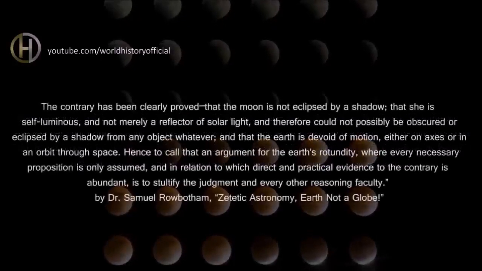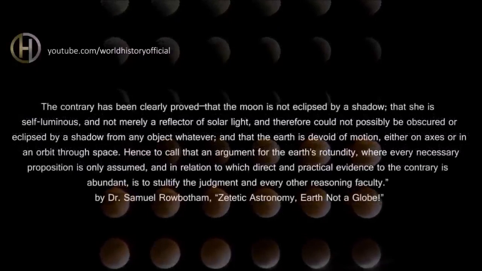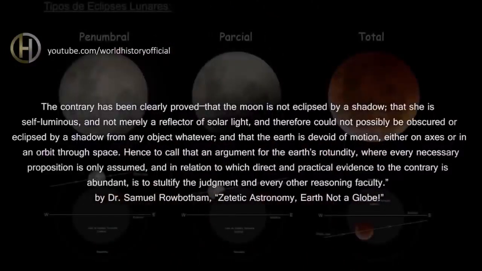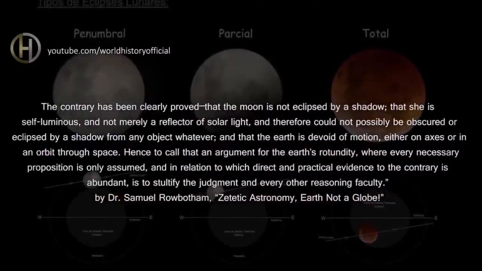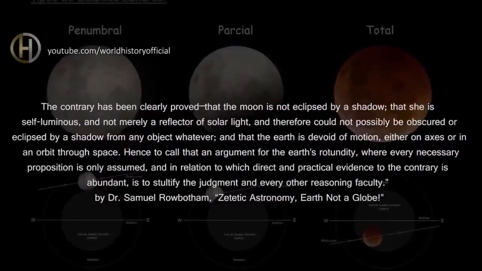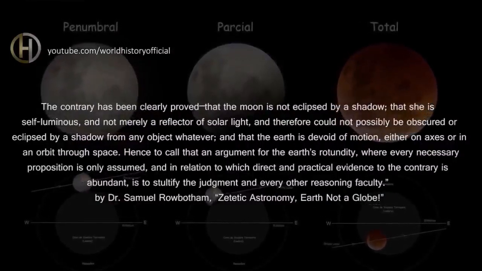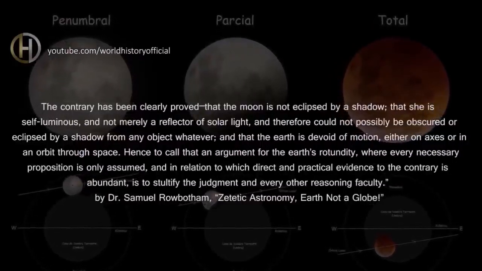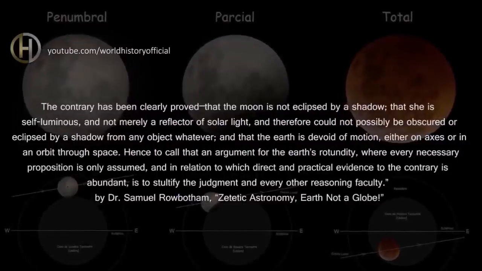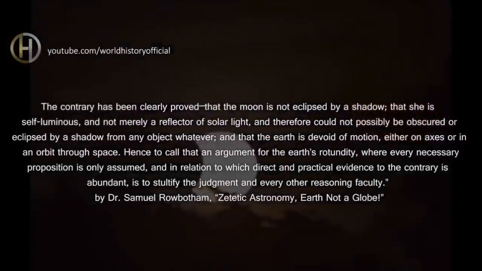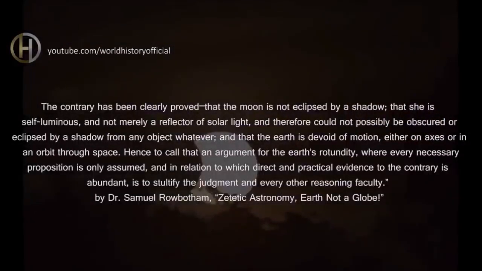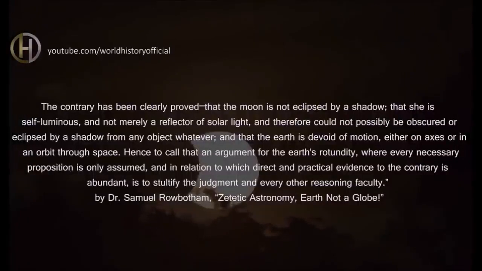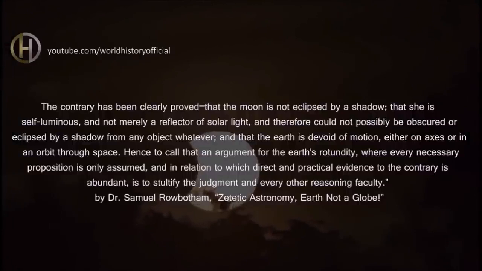The contrary has been clearly proved, that the Moon is not eclipsed by a shadow, that she is self-luminous, and not merely a reflector of solar light, and therefore could not possibly be obscured or eclipsed by a shadow from any object whatever, and that the Earth is devoid of motion, either on axis or in an orbit through space. Hence to call that an argument for the Earth's rotundity, where every necessary proposition is only assumed, and in relation to which direct and practical evidence to the contrary is abundant, is to stultify the judgment and every other reasoning faculty. By Dr. Samuel Robotham, Zetetic Astronomy, Earth not a globe.